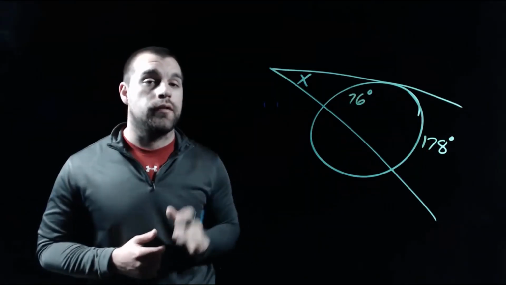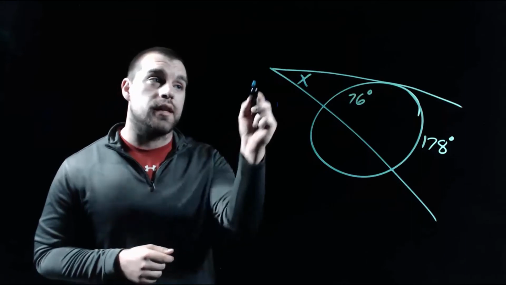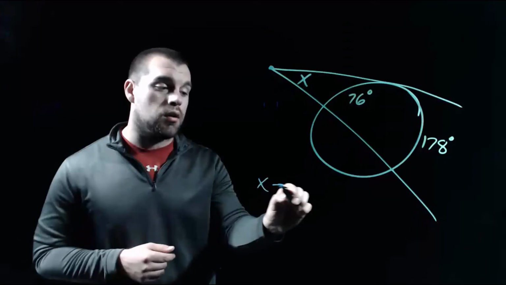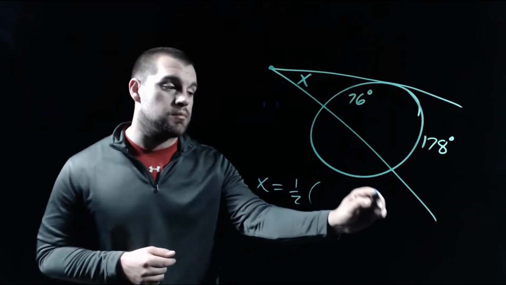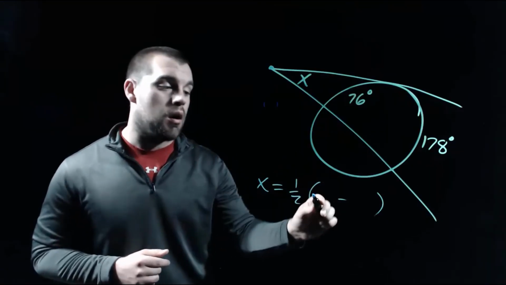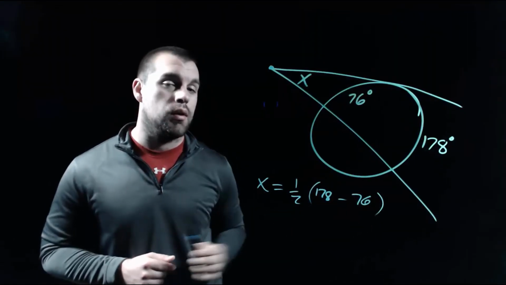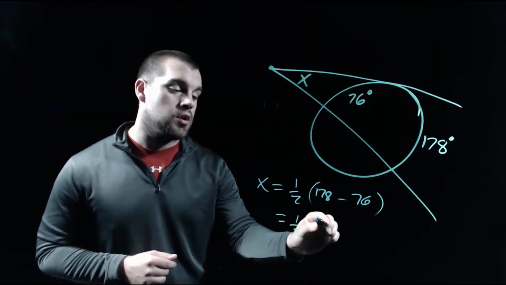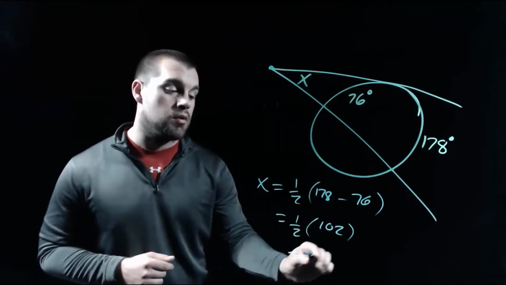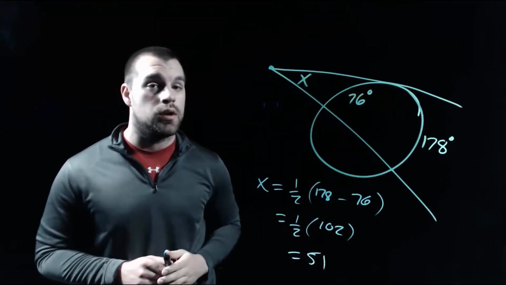So in this example, we're going to look for our x value. We're going to find the measure of that angle. And the property that we just dealt with said that if our intersection point is happening on the outside of the circle, then the angle is 1/2 times the difference of the two arcs that are intercepted. So the big arc is 178 degrees, and the little arc is 76 degrees. Now if we do that subtraction inside of our parentheses, we end up with 102, and then half of 102 is 51. So this x angle in our picture is 51 degrees.